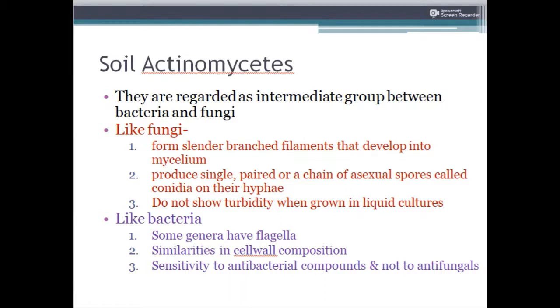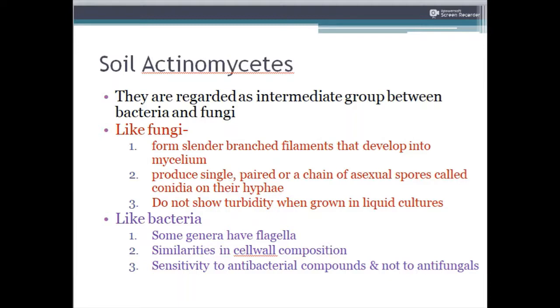Previously, we had mentioned the soil bacteria as well as the soil fungi, and today we're going to talk about soil actinomycetes. Actinomycetes are usually regarded as an intermediate group between bacteria and fungi. They have some properties of bacteria, and they also have some properties of fungi. Though they are considered truly filamentous bacteria, they show some properties of the fungi also. They usually form slender branched filaments which will develop into mycelium as in the case of fungi.